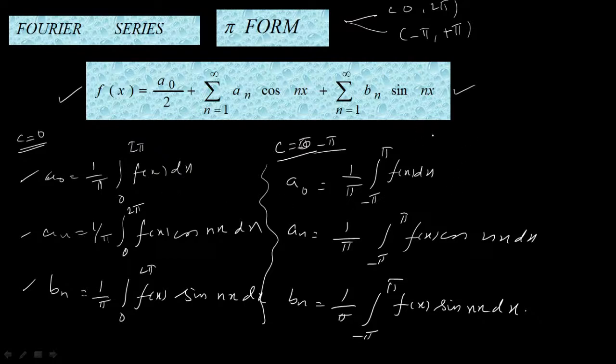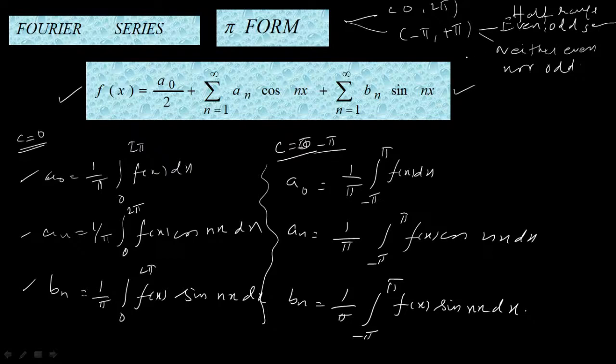Now in case of minus pi to pi, we have categories: it may be an even function or an odd function. If it is an even function or odd function, that comes under half range series, which we are going to discuss under half range series. So if it is in minus pi to pi, we have three categories: if it is even, if it is odd, and if it is neither even nor odd, then how can we calculate the values of a naught, a n and bn?